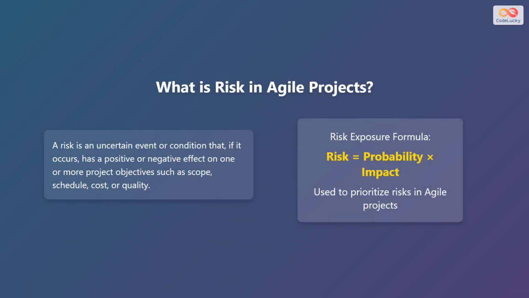Let's begin by understanding what risk means in Agile projects. A risk is an uncertain event or condition that, if it occurs, can have a positive or negative impact on project objectives. These objectives include scope, schedule, cost, or quality. To prioritize risks in Agile projects, we use the risk exposure formula. Risk equals probability times impact.